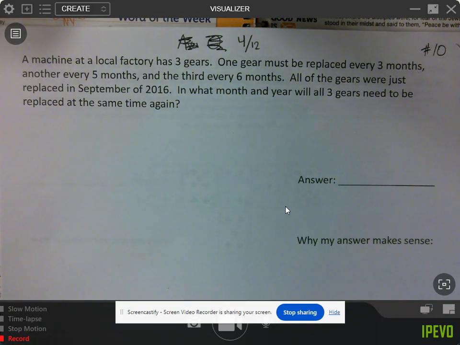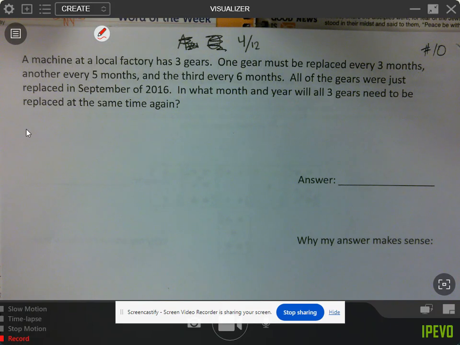All right, our first page says a machine at a local factory has 3 gears. One gear must be replaced every 3 months, another every 5 months, and the third every 6 months. All the gears were just replaced in September of 2016. In what month and year will all 3 gears need to be replaced at the same time?